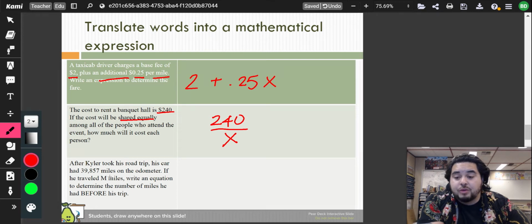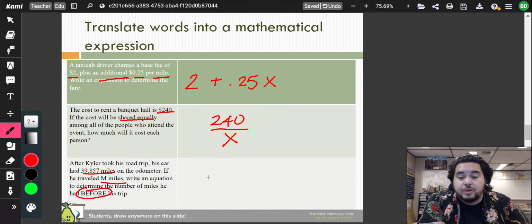Okay. Number three, after Kyler took a road trip, his car had 39,857 miles. If he traveled m miles, write an equation to determine the number of miles he had before. Here, before is a very key word because we're going before. That means we're doing a subtraction.